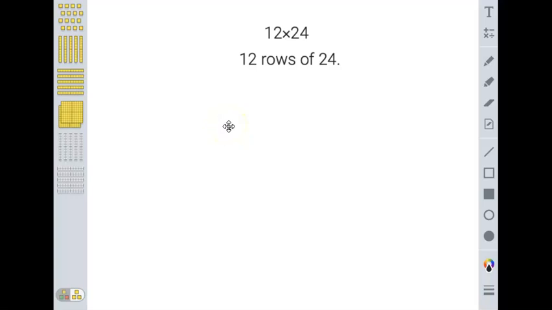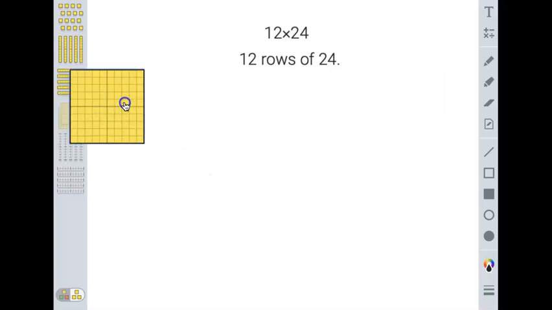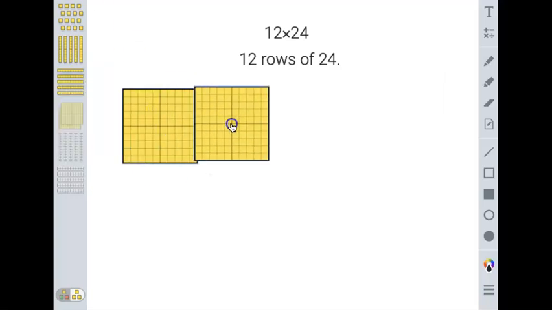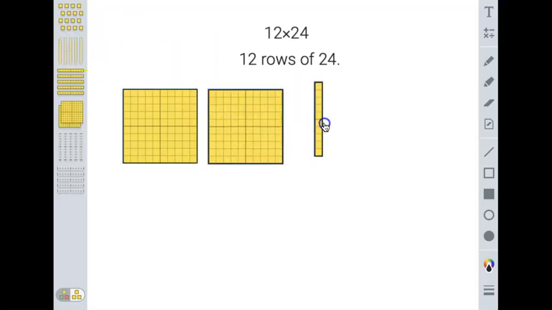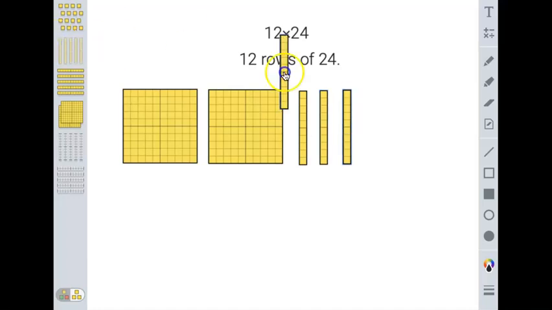Our problem is 12 times 24, and our number sentence is 12 rows of 24. That being said, we will be needing 2 hundredths, 4 tenths, in order to create our 24. So we see here's a 10, here's a 10, 1, 1, 1, and 1. That creates 24. But we will be needing 12 rows of 24.